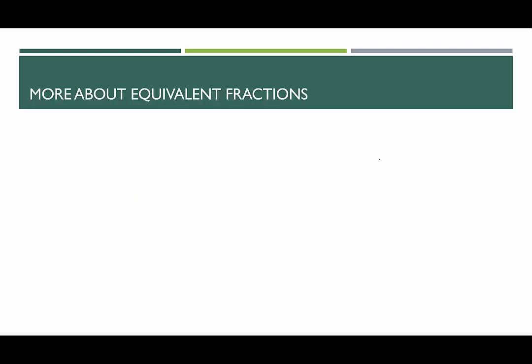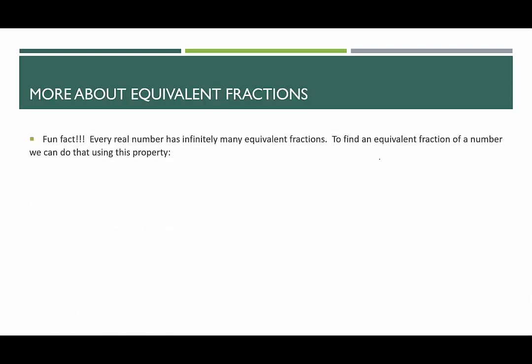Let's talk about finding our equivalent fractions. So I already mentioned every real number, not just fractions, but every real number has infinitely many equivalent fractions. To find an equivalent fraction of a number, we do this property, the multiplication property of equivalent fractions. So that just says, if we have this fraction, let's call it a over b, I can find any number of equivalent fractions as long as I multiply it by 1.